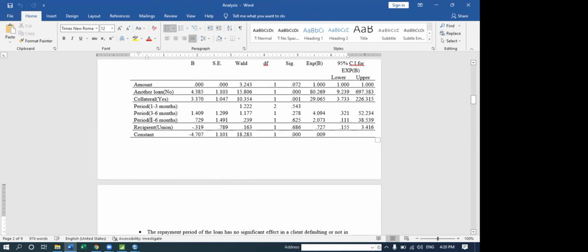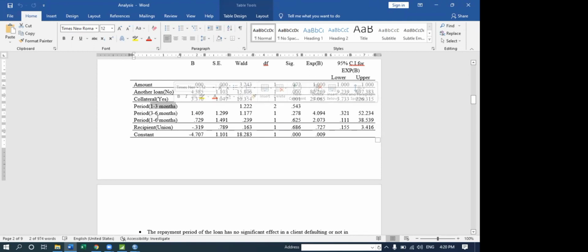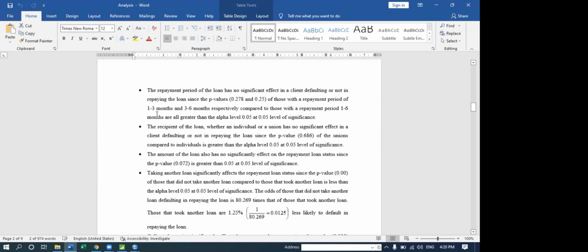I remember I told you we'll compare 1 and 6 months to this, and we also compare 3 to 6 months to this. So if you compare those that choose 1 to 6 months as the period they want to take the loan with those that choose 1 to 3 months, there is no significant difference. Both of them will either default or not default. That means it doesn't affect whether they will default in repaying the loan. What it is trying to say is that all the groups behave alike. So the period of the loan has no effect. That's all I interpreted there.